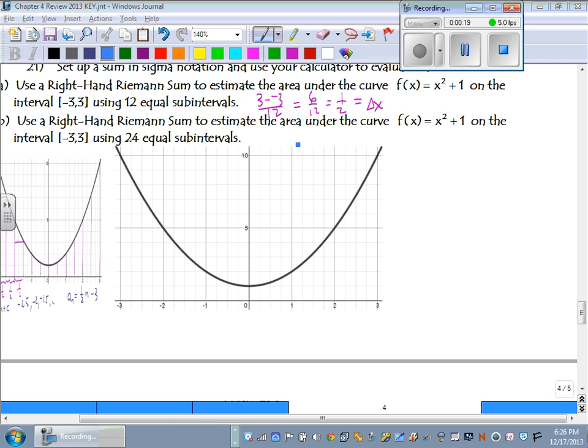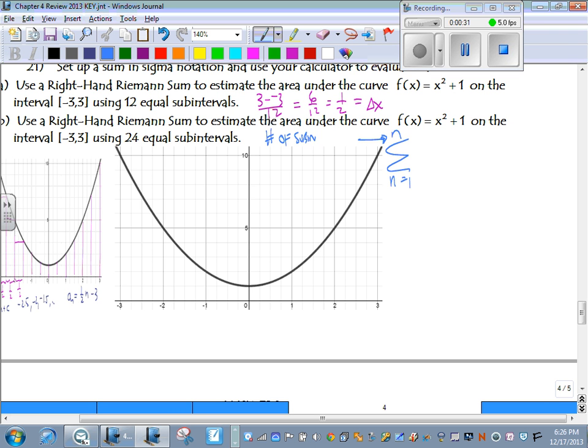To find the sum, we're going to take the sum from n equals 1 to n. Now that n is going to be the number of subintervals. And so we're going to plug that in with a number substitute. So if we were doing this Part A, we'd put 12 there. For Part B, we'll end up putting 24.